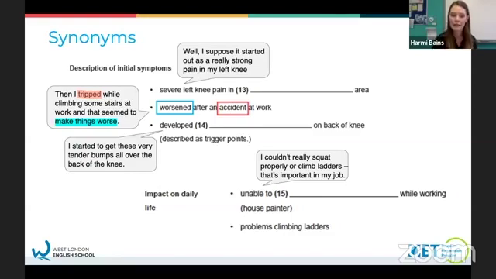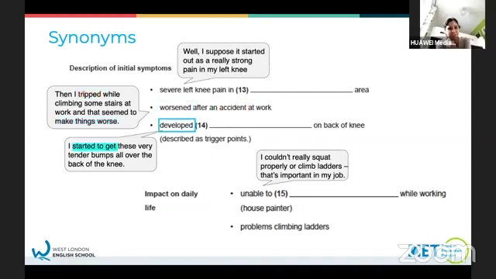So what have we got in this transcript that's the same as developed? Started to get. Yeah, started to get. Because developing is kind of to get worse over time or get better over time, so started to get is showing that. Yeah, good. And then unable: couldn't.